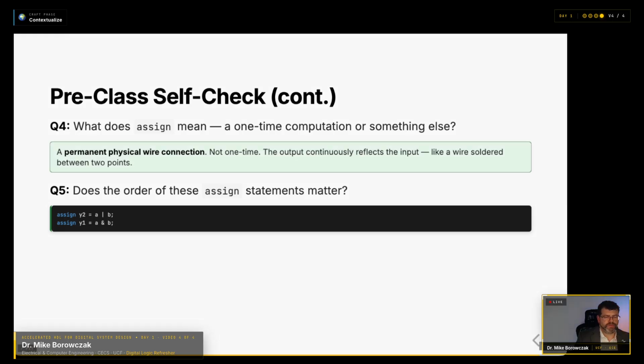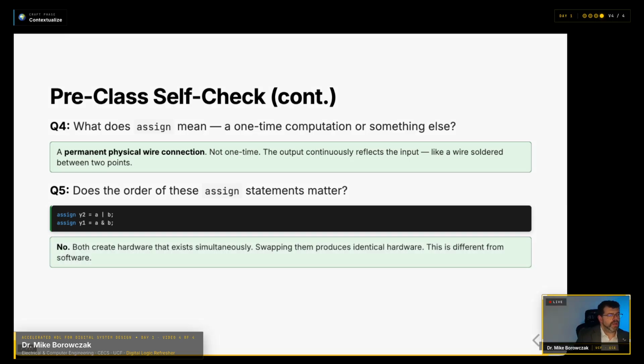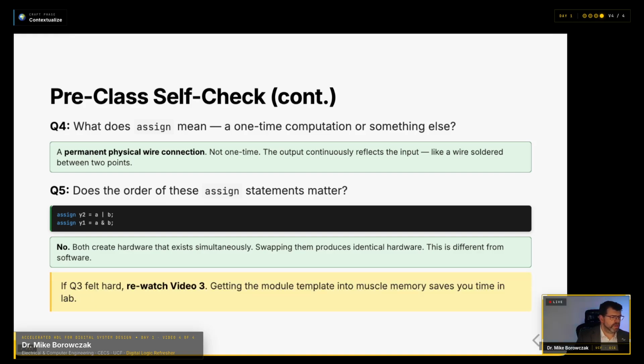All right, so assign, it's a permanent wire connection. It's not a one-time thing. It is continuously connected. It's like you have a physical wire between 2 points. The ordering does not matter, right? The hardware exists simultaneously. You could put these first, second, order it however you want. It will produce the exact same hardware. There's no change.